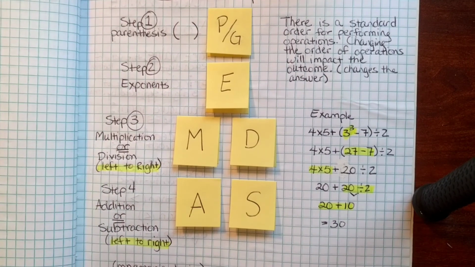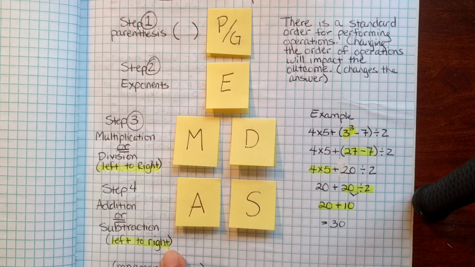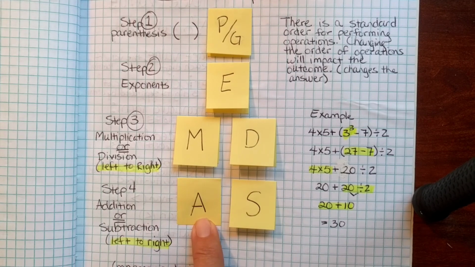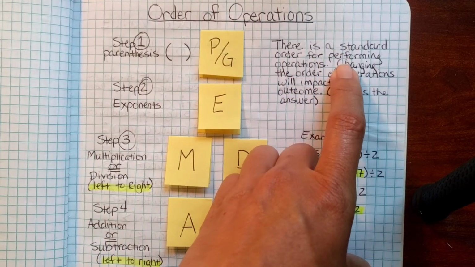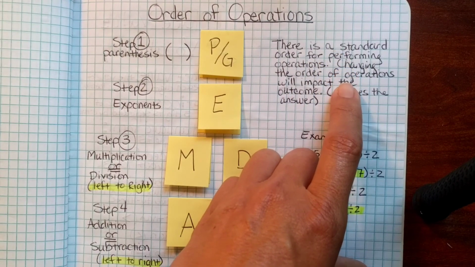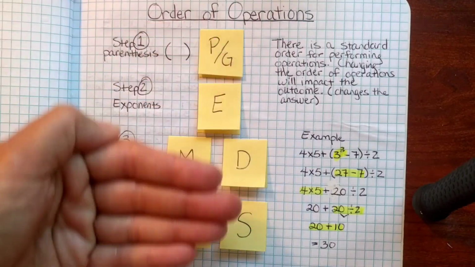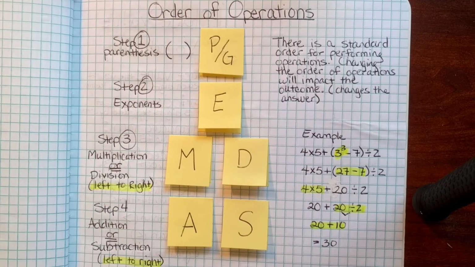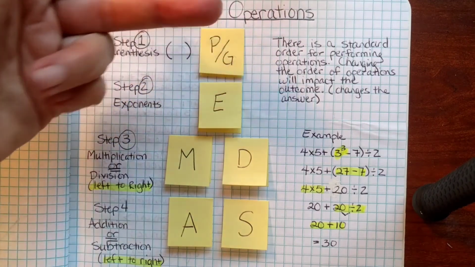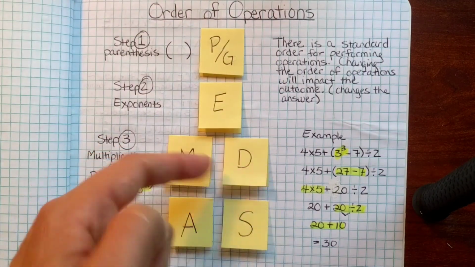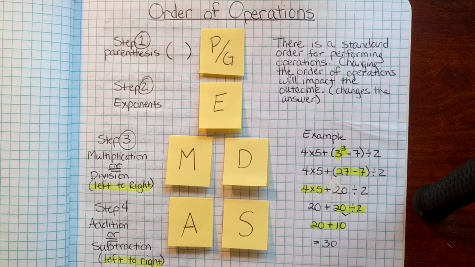The same goes for addition and subtraction, which come after multiplication and division. That's step 4. Again, left to right. It could be subtraction first, it could be addition first, but they go from left to right. So, there is a standard order for performing operations. Changing the order of operations will change the answer. If you don't do it in the correct order, you might get the wrong answer. In fact, you probably will. You must do it in this order: grouping, exponents, multiplication and division, either one depending on which one's most left, then addition and subtraction, again, depending on which one's most left.